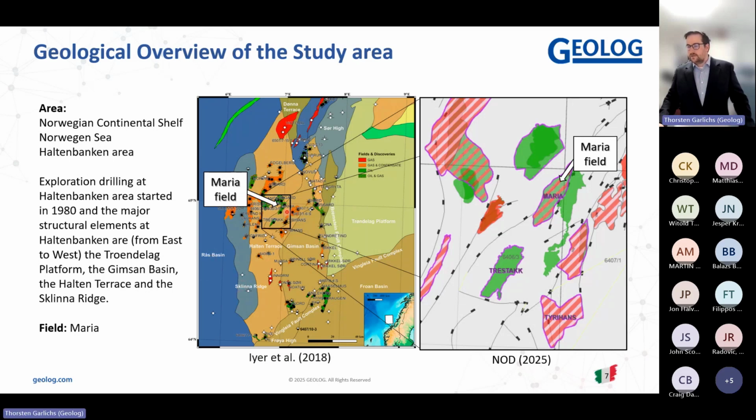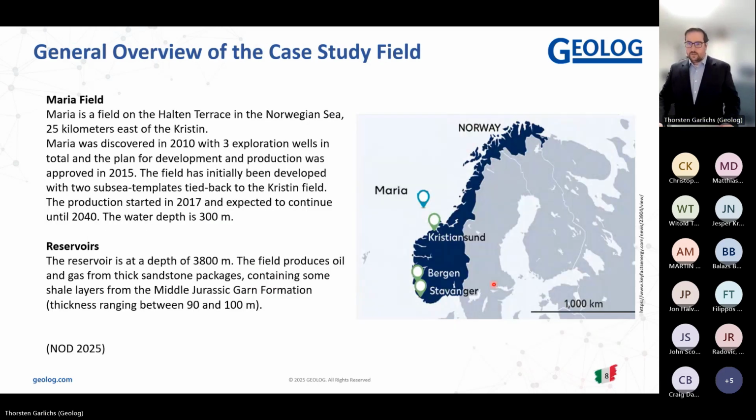Our field is the Maria field, as you see here highlighted, and also zoomed in from the NPD fact pages. In the south there's the Tristan field, which becomes more important a little bit later. The Maria field is located on the Halten Terrace in the Norwegian Sea, roughly 25 kilometers east of the Kristin field. The Maria field was discovered in 2010 with 3 exploration wells in total, and the plan for development and production was approved in 2015. The field was initially developed with 2 subsea templates tied back to the Kristin field.